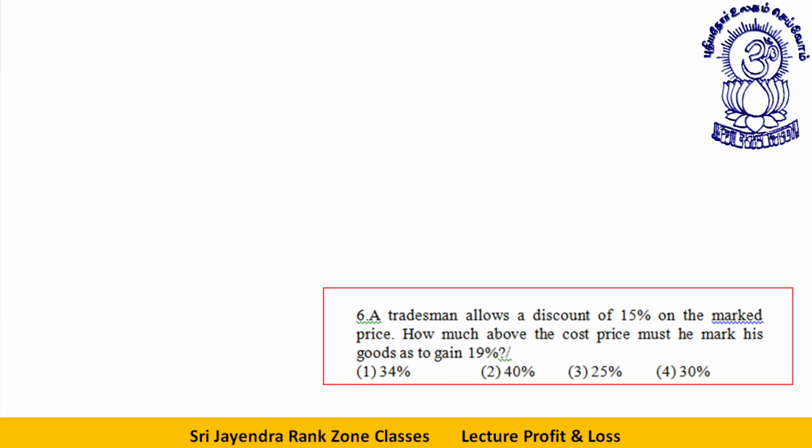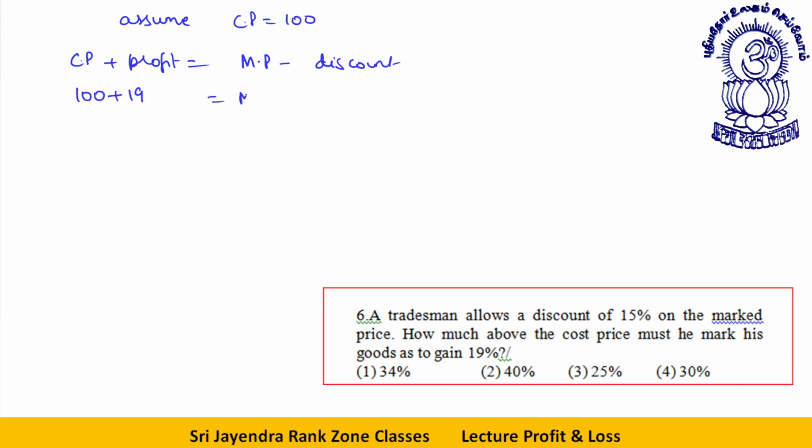A tradesman allows a discount of 15% on the market price. How much above the cost price must he mark his goods so as to obtain 19% profit? Now, should I do it directly? Assume CP is equal to 100. CP plus profit equals market price minus discount. Profit is 19, so 119. Market price minus discount of 15% is 0.85 M, which is equal to 119.